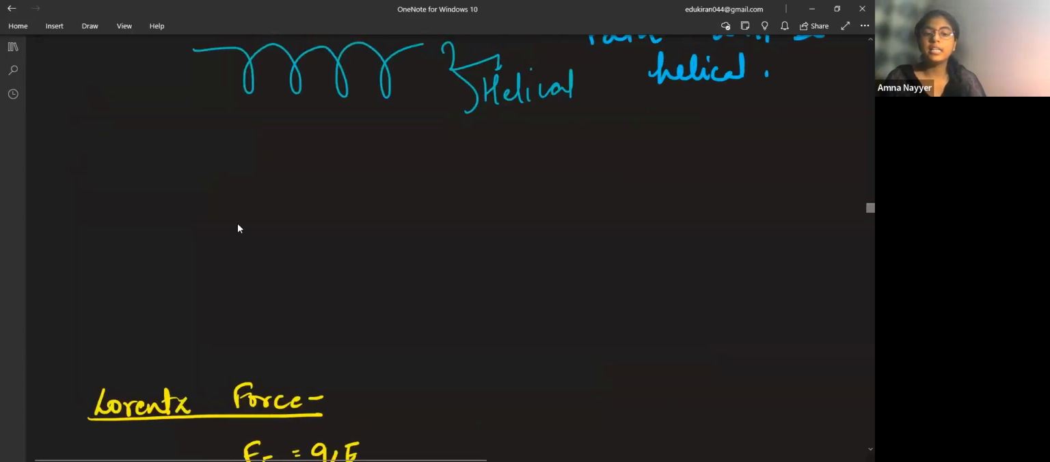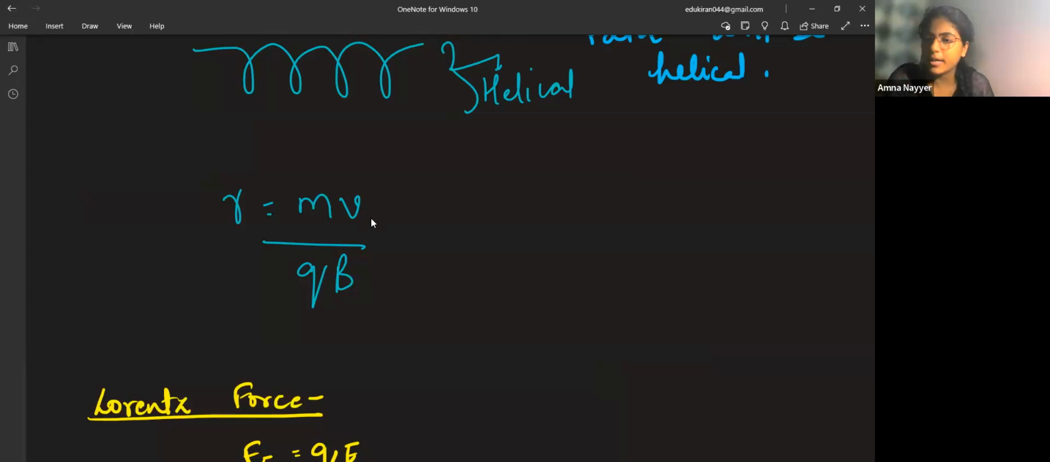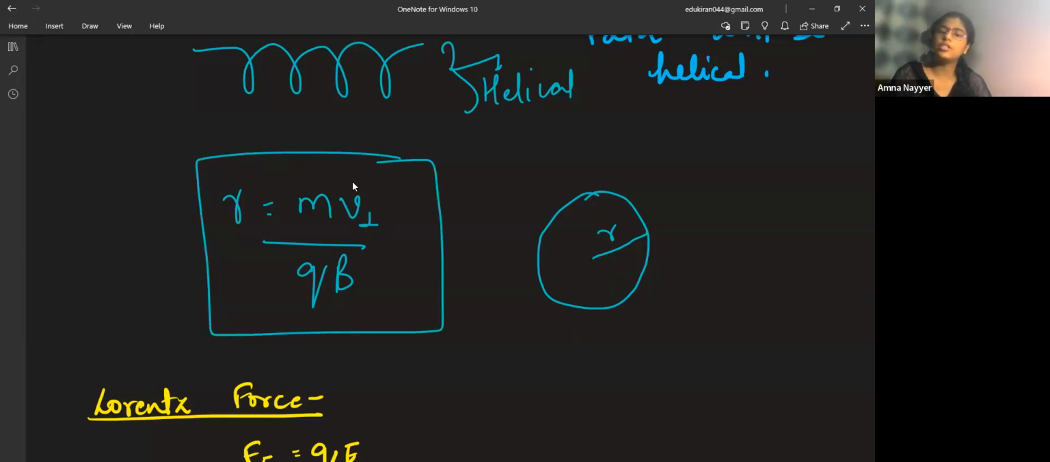Forward straight. Now see radius. Radius is also mv by qB. So which velocity will you use? If a question is asked to you, you will be confused whether you have to use v perpendicular or v parallel. Always remember, you are getting radius in a circle and the circular motion is because of perpendicular, so you will use v perpendicular. This is just a slight difference in the formula.